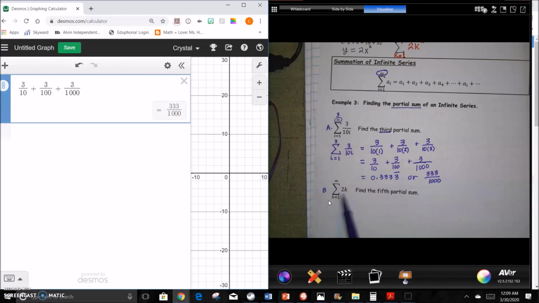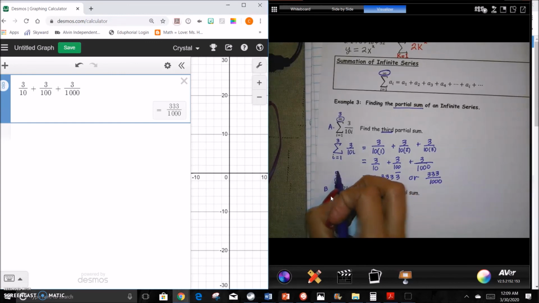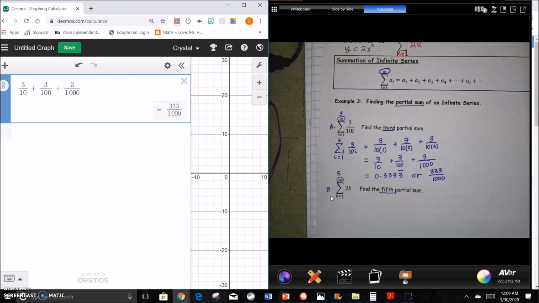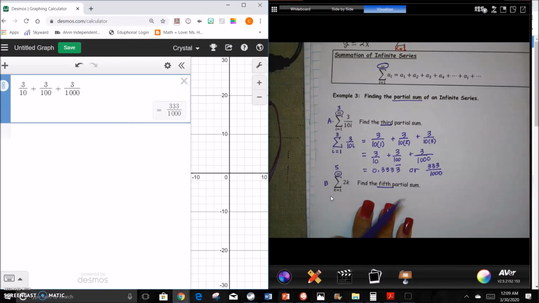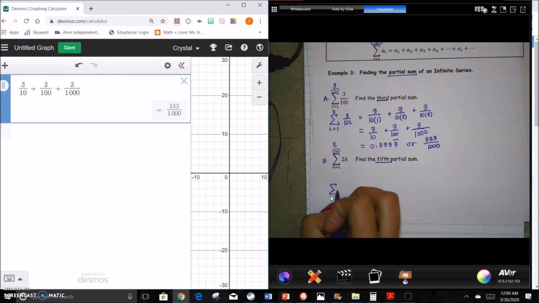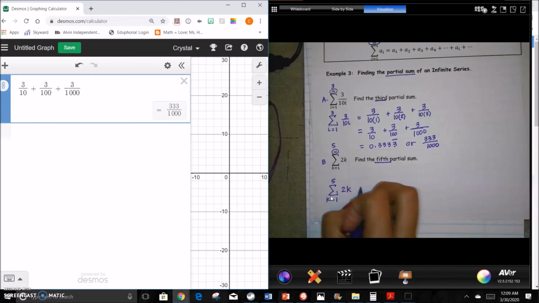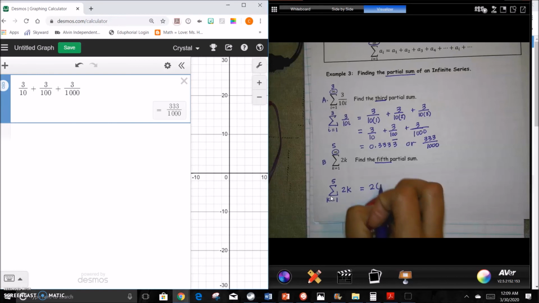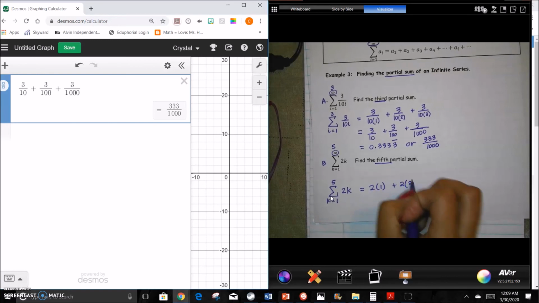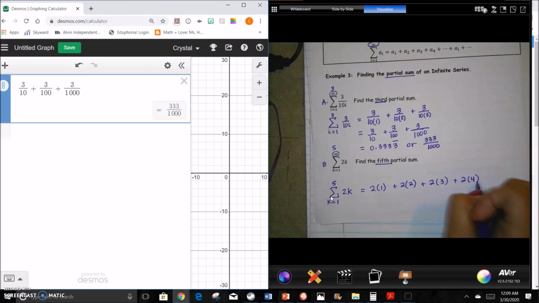Looking at the infinite series of 2k, with k going from 1 to infinity, it wants us to find the fifth partial sum. So again, this is changing the upper limit to 5. Even though this is an infinite sequence, I only want the partial sum up to 5. So I'm going to rewrite: k is equal to 1, upper limit is 5, 2k is the expression. So now I want 2 times 1 plus 2 times 2 plus 2 times 3 plus 2 times 4 plus 2 times 5.